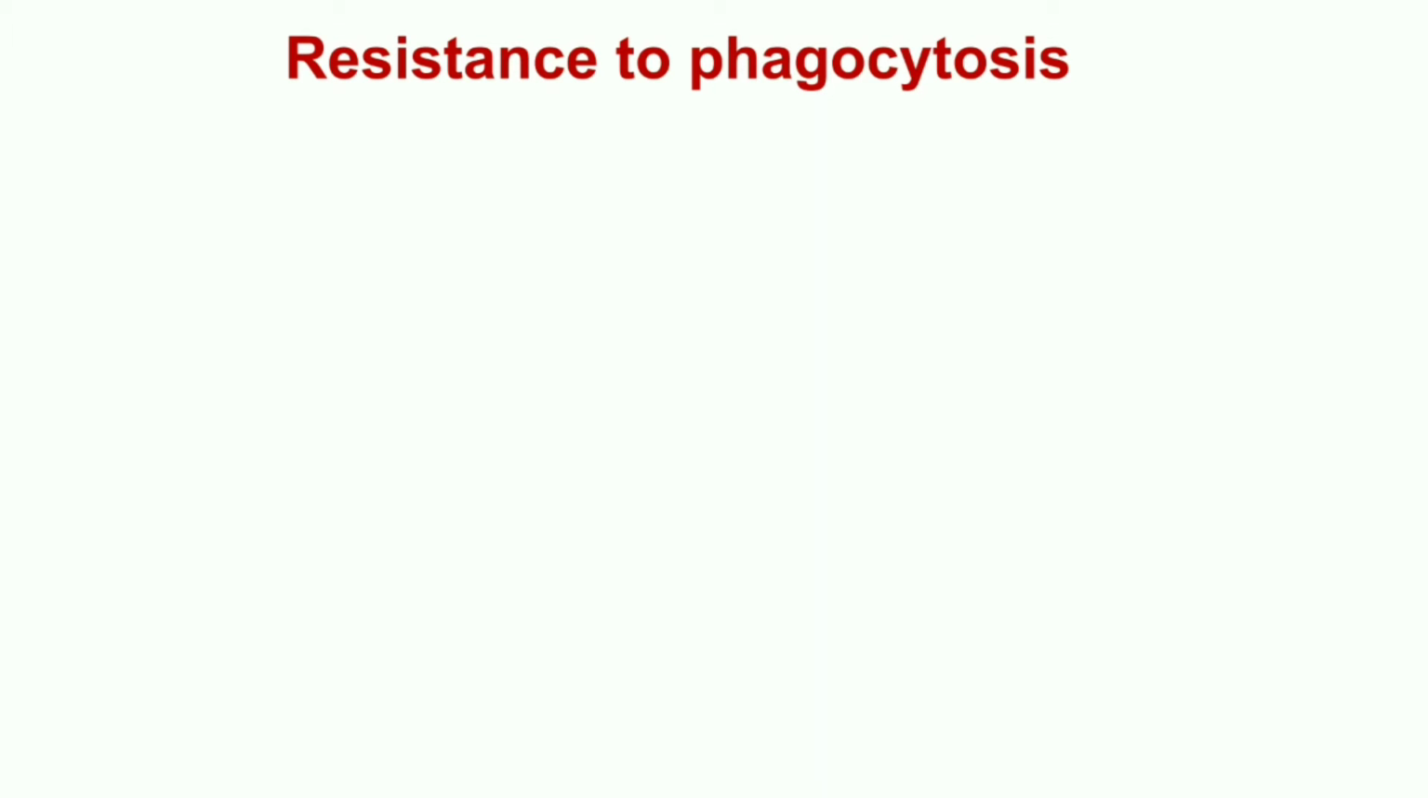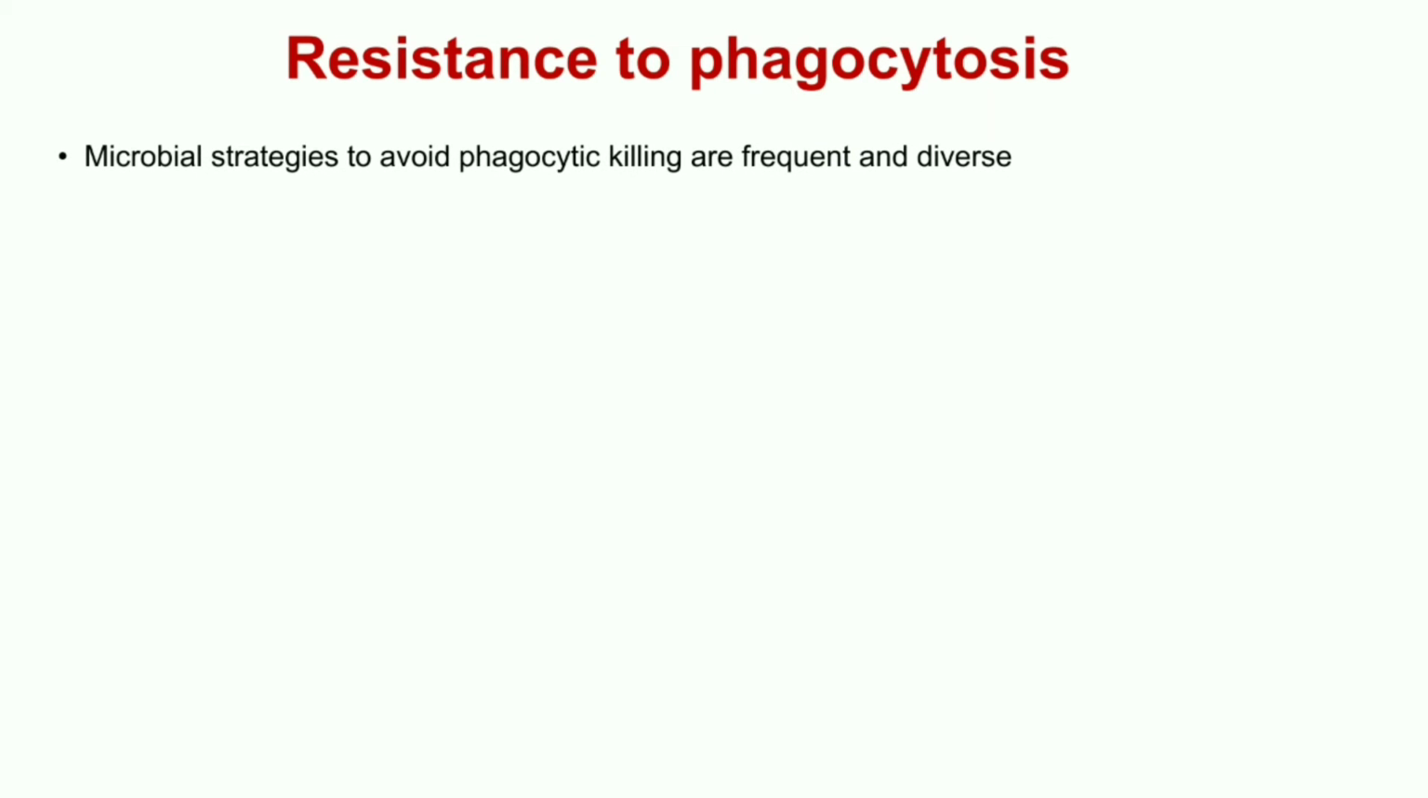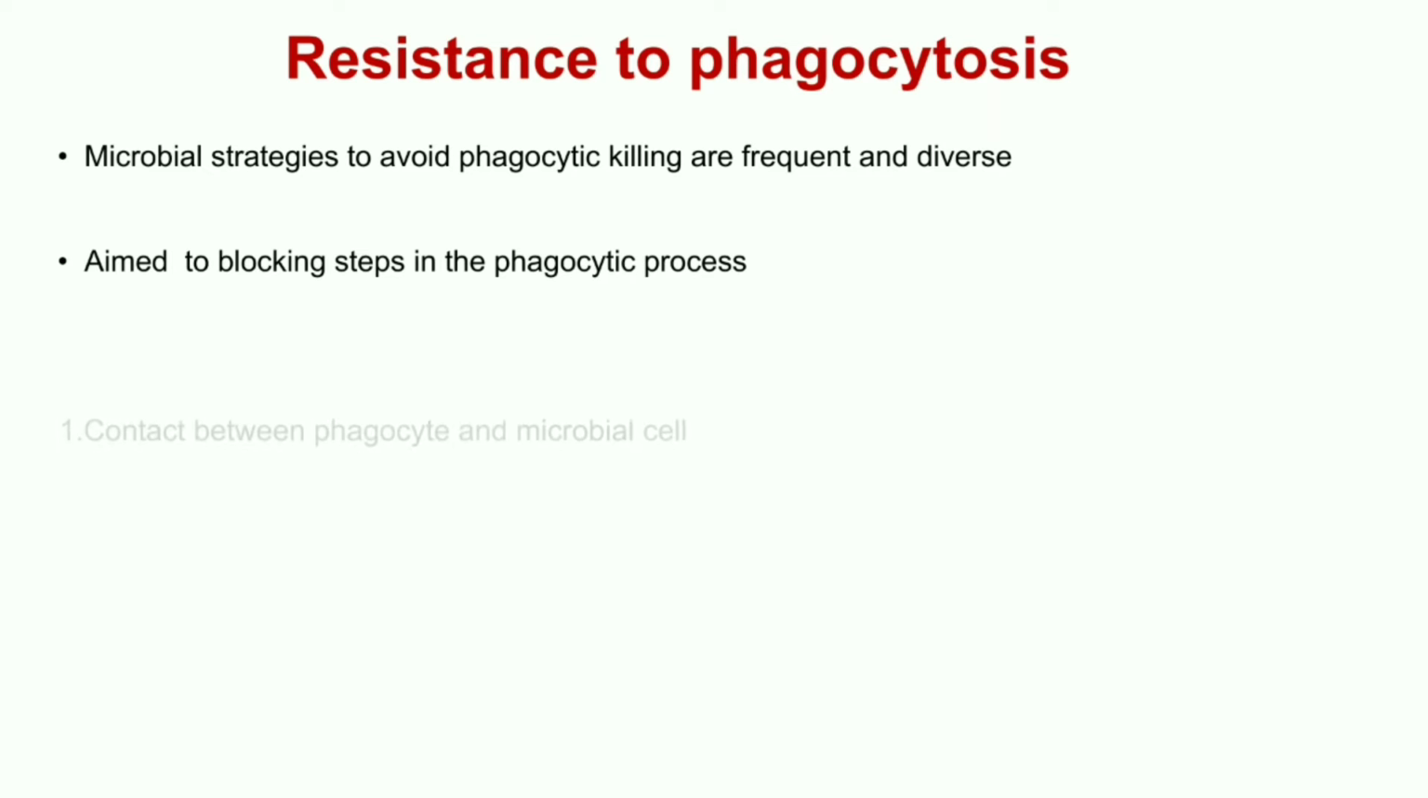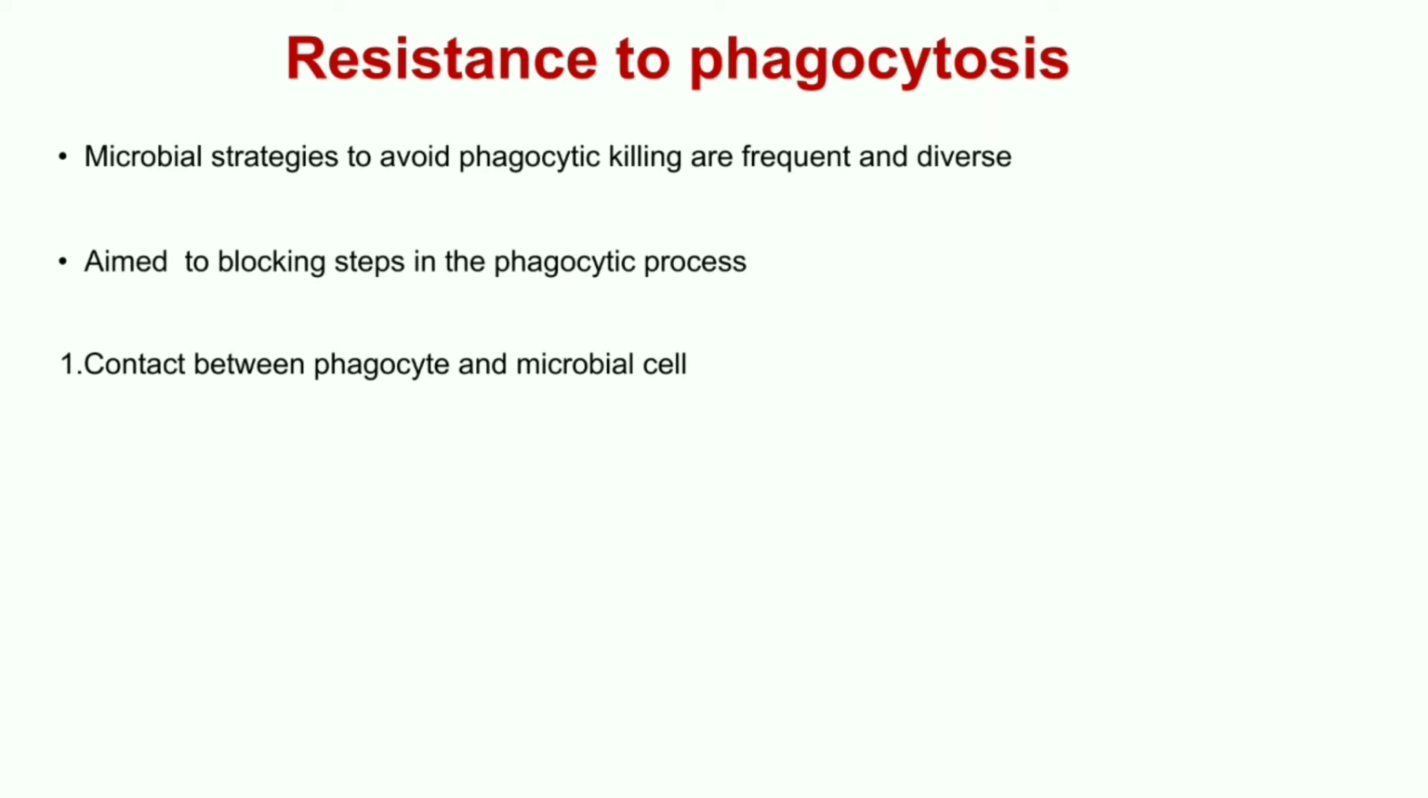Resistance to phagocytosis. Microbial strategies to avoid killing by phagocytosis are numerous and diverse, but they are usually aimed to block one of the steps in the phagocytic process. These steps can either be contact between the phagocyte and the microbial cells, certain bacteria may prevent getting engulfed, or after engulfment may lyse the cell and emerge out victorious.